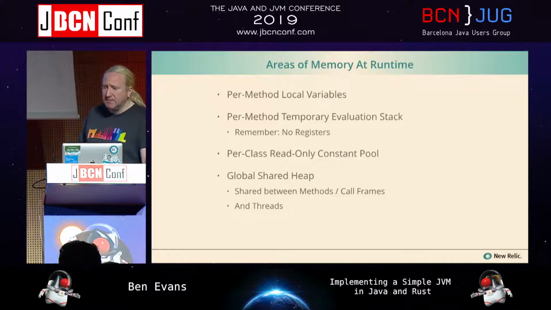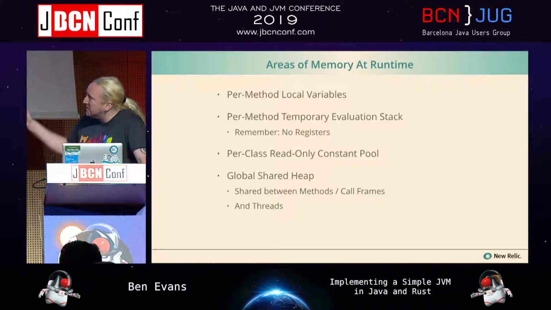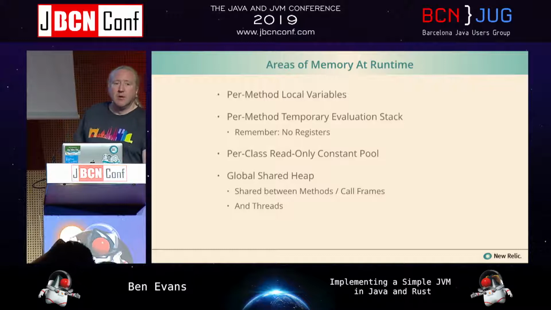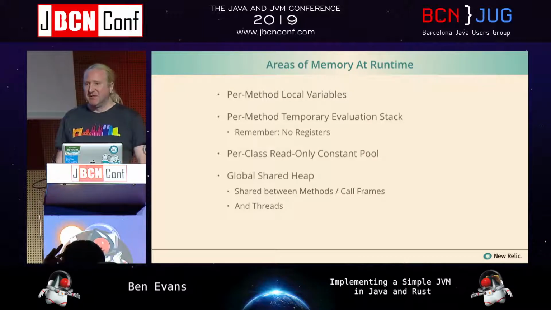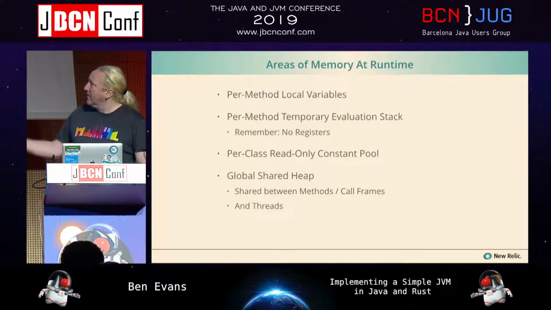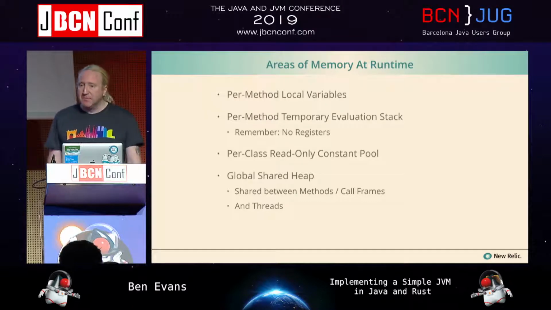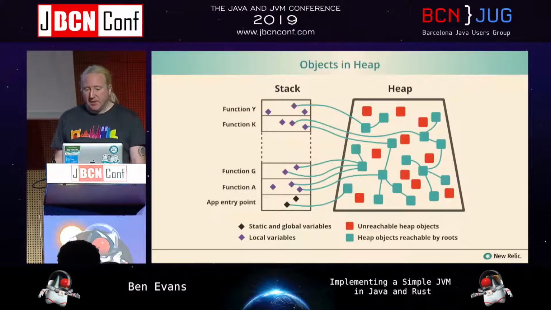Okay, let's talk about the areas of memory that we need. We need per method local variables. We need per method temporary evaluation stack. Remember, no registers. And we'll have an area for each class of what we call a constant pool. This is a useful area of stuff that the method needs in order to execute. Okay, I'll say more about it in a sec. And then, of course, finally, we have the global shared heap, which is shared between all methods and all frames in the call stack and between all threads.